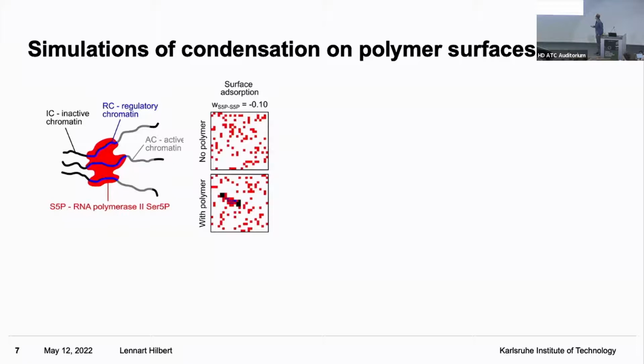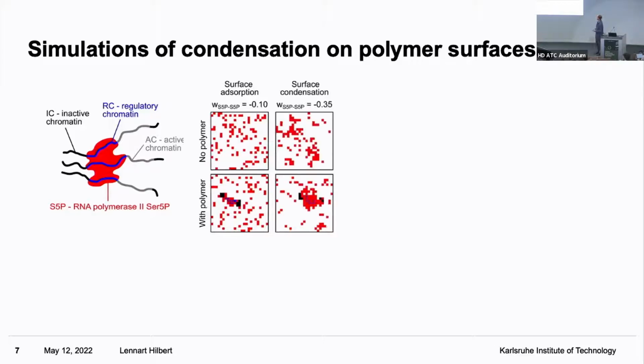We start with low affinity of the red particles. So even in presence of this kind of chain with the blue region, you only get a tiny bit of accumulation or adsorption. If you increase the affinity, you still don't get phase separation by itself, but you get clusters that form on these chains.